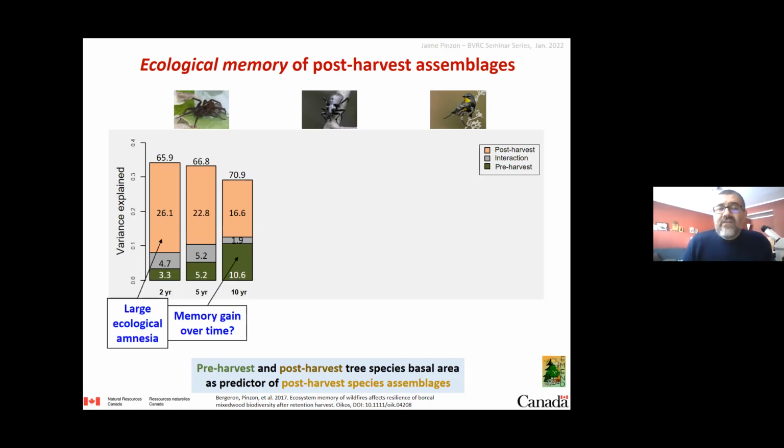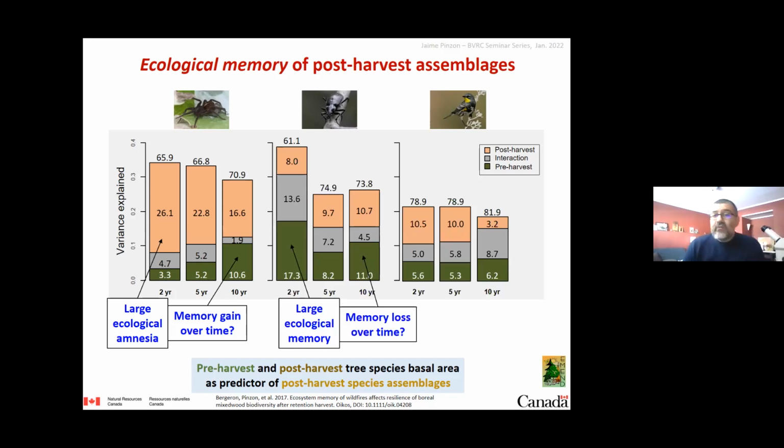So basically, we can think about this as early after harvesting, we have a large ecological amnesia, and that memory is perhaps improving over time. When we start looking at other assemblages, for example carabid beetles, we see a very different pattern in which that past is quite prevalent over time, but tends to be lost later on. So we have a large ecological memory early on, and some of it is lost over time. So there's some memory loss in there. Whereas for songbirds, all the fractions remain relatively similar until 10 years, where that interaction starts to become very important.